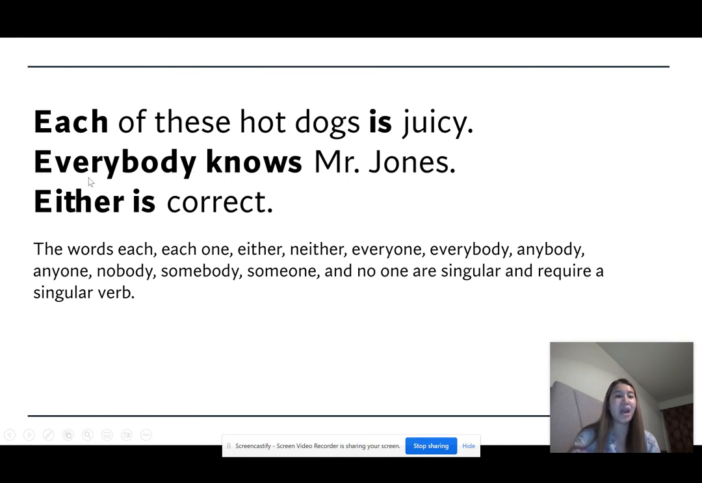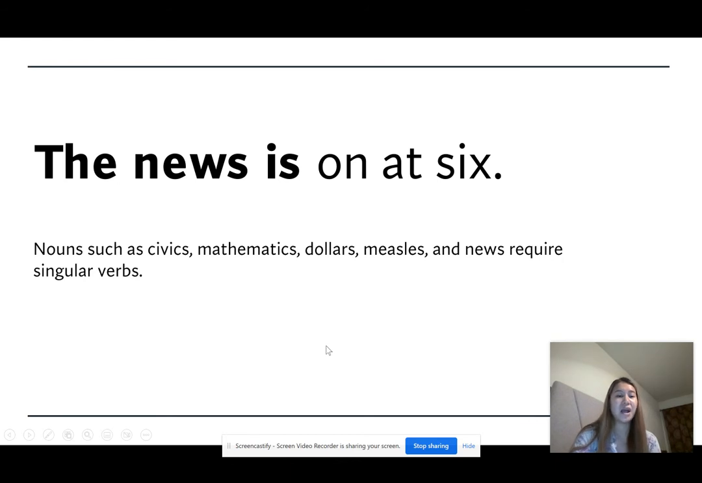Each one. Everybody knows, Mr. Jones. Everybody, singular subject, singular verb knows. Either is correct, neither is correct. Next, nouns such as civics, mathematics, dollars, missiles, and news require singular verbs.